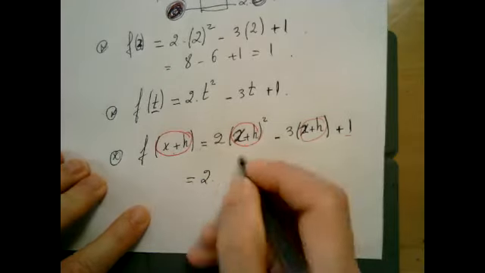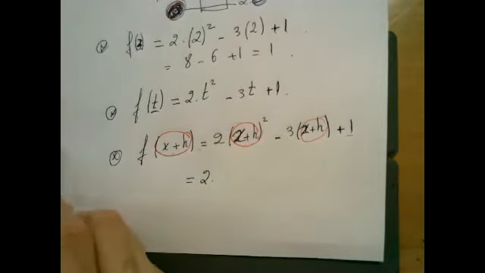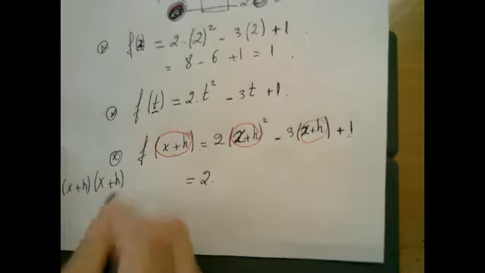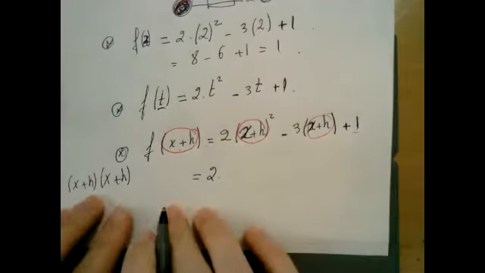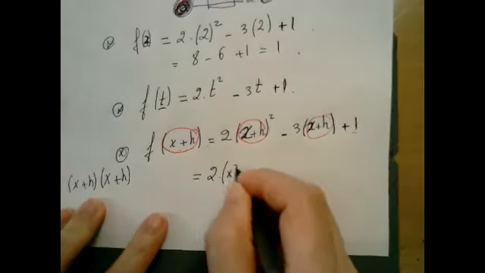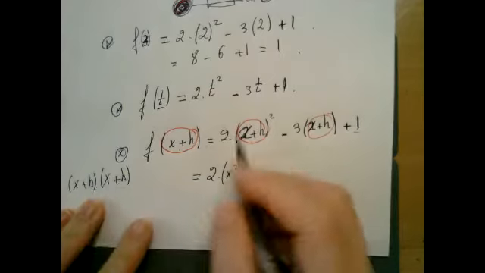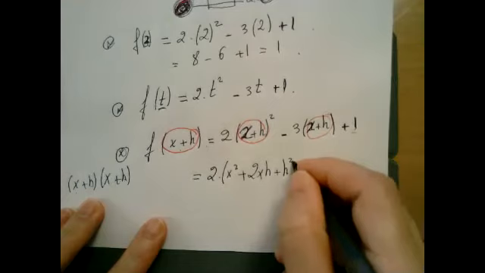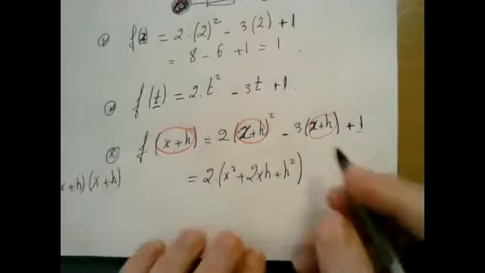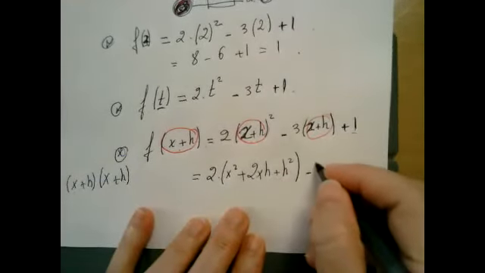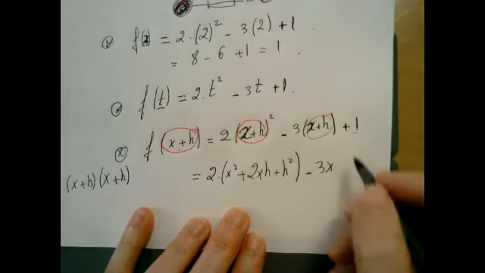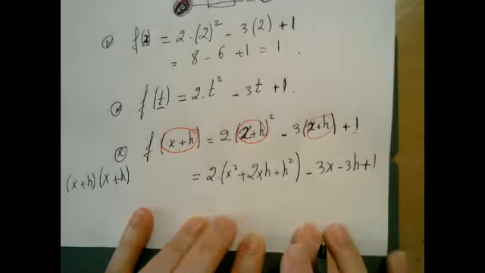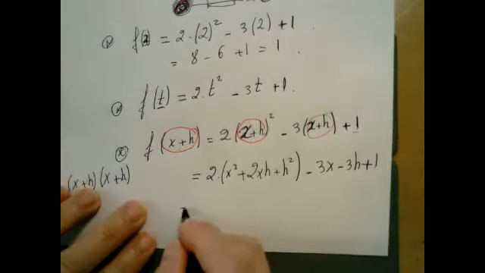So it's 2 times... Now what's x plus h squared? So x plus h squared is x plus h times x plus h. Now if we multiply those out, we will get x squared plus xh plus xh, 2xh, plus h squared. Okay, so I'm doing the algebra now. Minus 3x minus, plus minus 3h plus 1. All right, one more step to simplify this a tiny bit.